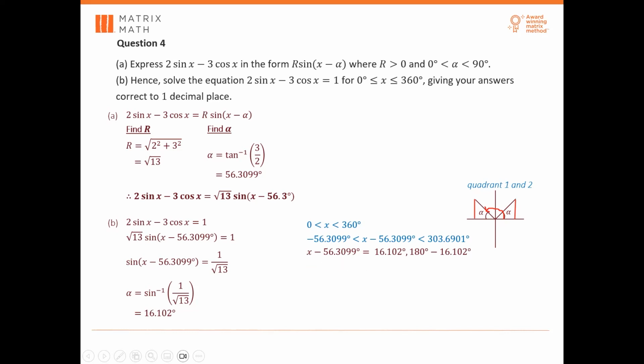Okay, so you might want to calculate what's 180 minus 16.102 first. Then after you go and find what's x, where you shift the minus 56.3099 over to both angles. So this will be a final answer. Round this off to 1 decimal place. Take note, only for angles is 1 dp, not 3 SF. So 72.4 and 220.2.